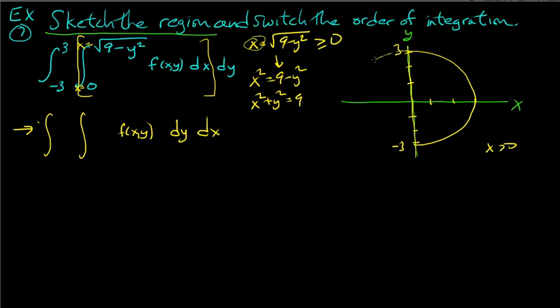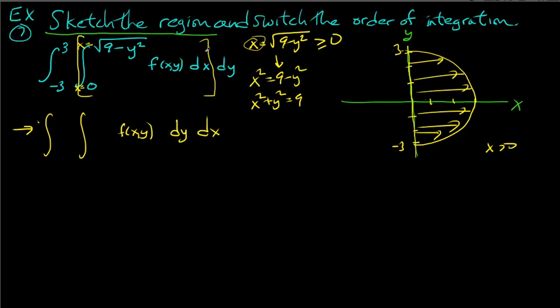So if you wanted the full circle, then you're going to also have to tell me that x is going to be negative square root of 9 minus y squared. And we're not going from negative square root of 9 minus y squared. We're going from 0, right? In other words, we're going from the y-axis to the circle here, left to right. Okay? It's a horizontally simple region, right?